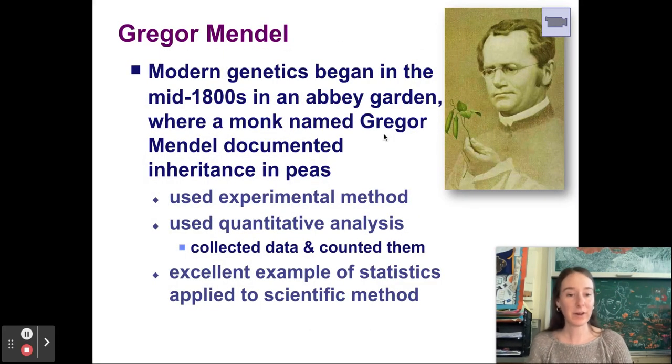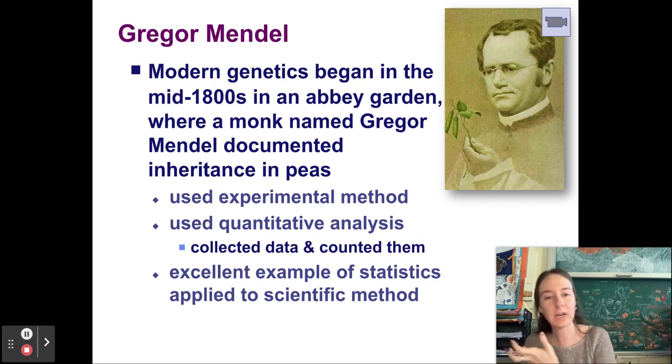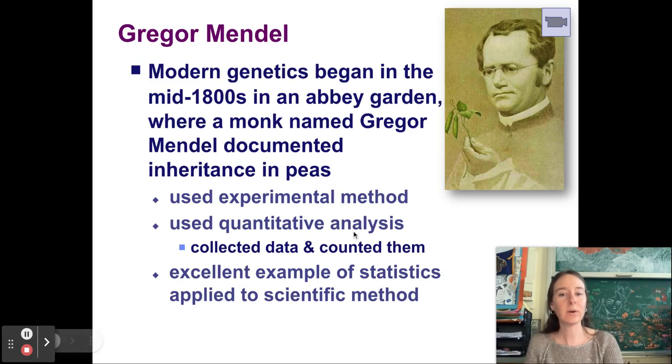Well, he is the father of modern genetics, and it's sad because his work wasn't recognized until he died. He worked in the mid-1800s in an abbey garden as a monk, and he documented inheritance. Inheritance means the passing of traits from parent to offspring, and he used pea plants. He used an experimental method, so he did the same thing many, many times, and he researched hundreds of different pea plants, and he collected his data and used quantitative analysis.